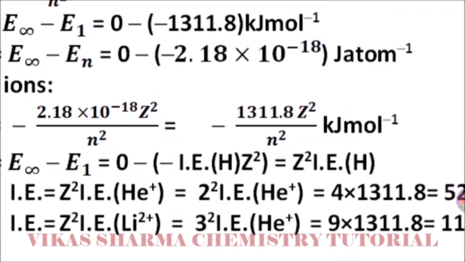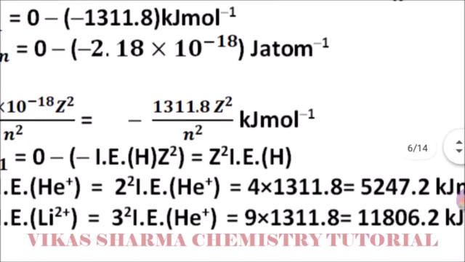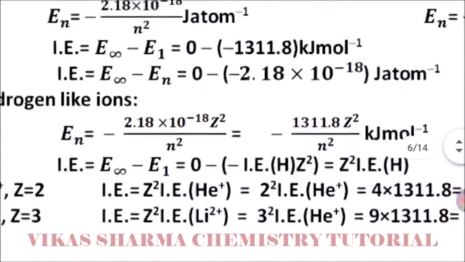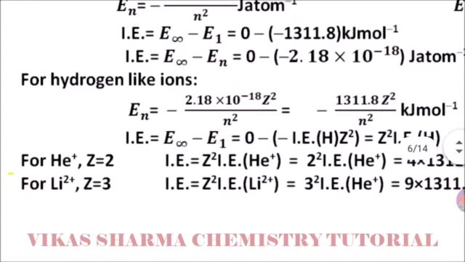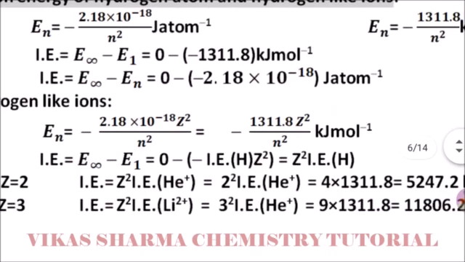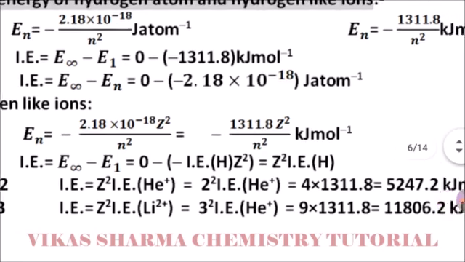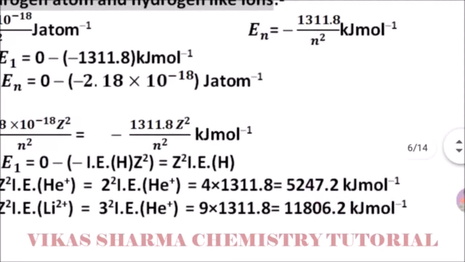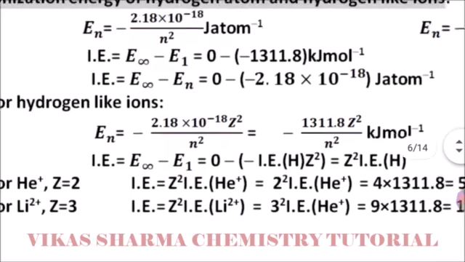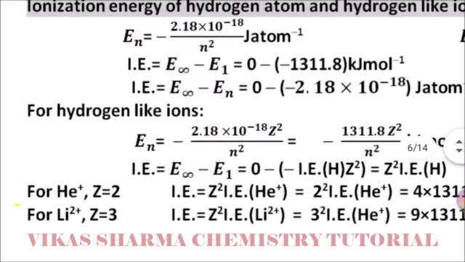For example, for a hydrogen-like ion it is equal to Z square. So we always multiply Z square by the ionization energy of hydrogen to get that of a hydrogen-like ion. For example, for the helium ion, Z is 2. So ionization energy is equal to Z square times IE. The Z of helium is 2, so 2 square multiplied by the ionization energy of hydrogen, 1311.8, so it is equal to 5247.2 kilojoule per mole.